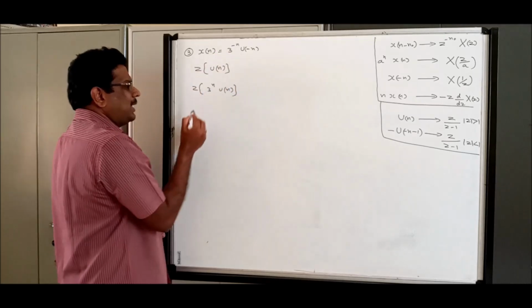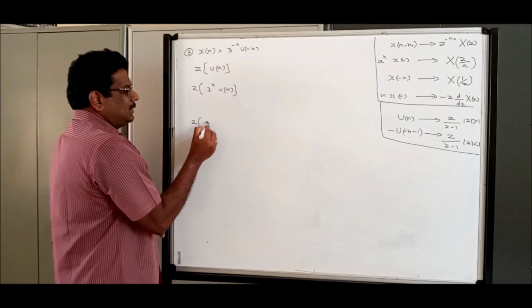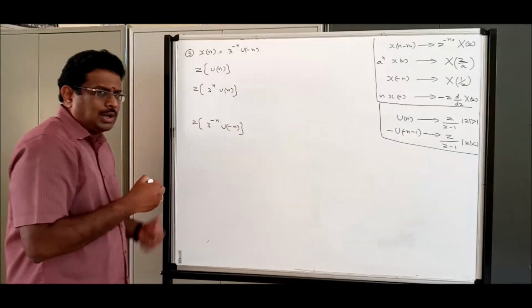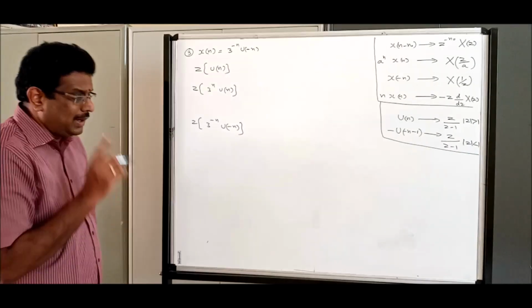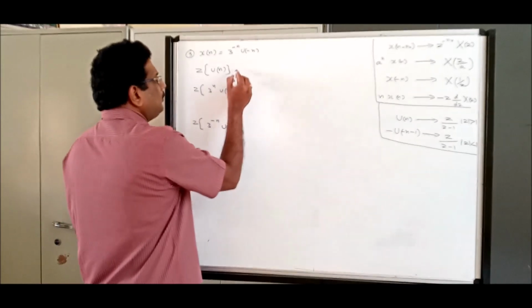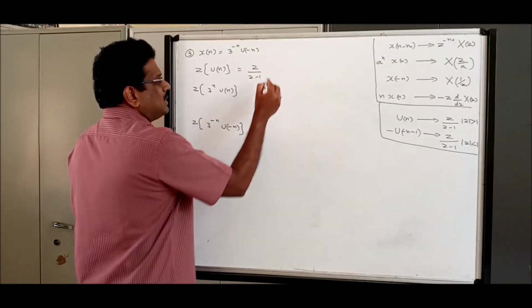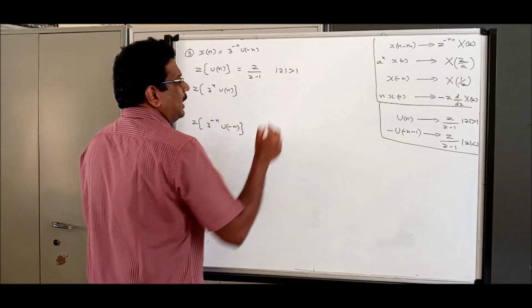Sir, but I need minus. Obviously, there is a next step: 3 power minus n u of minus n. This is the way you should analyze the problem. And please do remember the basic starting: z by z minus 1. What is its ROC? Mod z greater than 1.